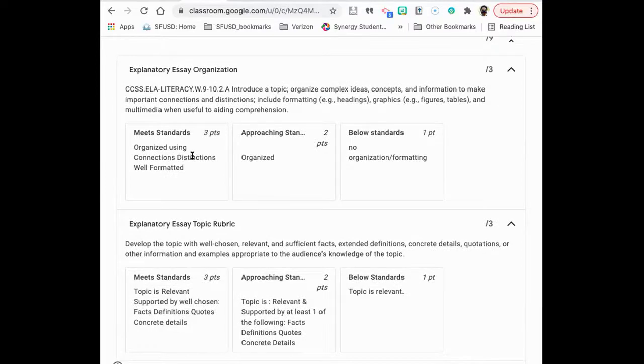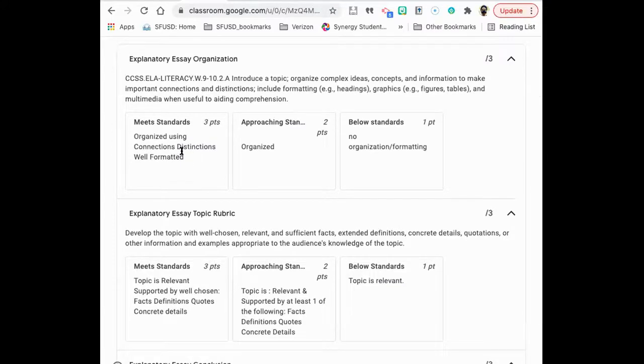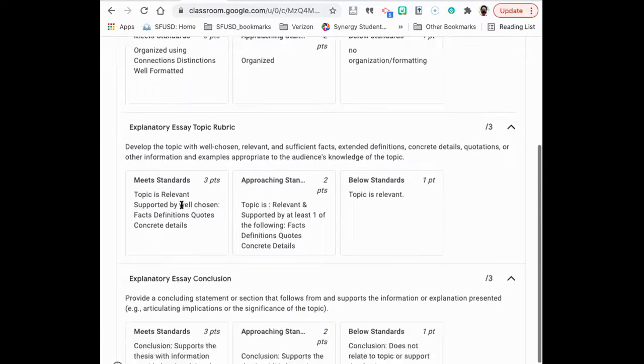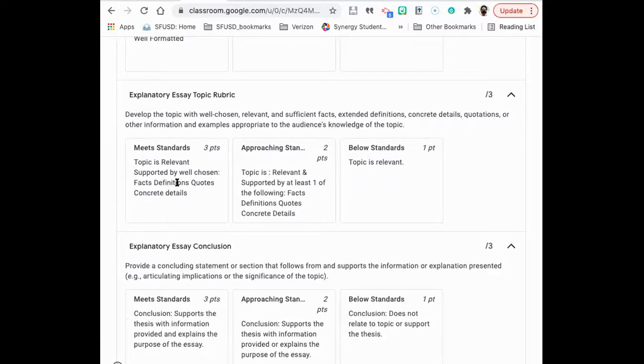So was it organized? Meaning, was the end at the beginning, in the middle, somewhere over there? Was it well formatted? Did you indent your paragraph? This is exactly how I'm going to grade. So you can go through this checklist before you turn it in, and you can check those off.